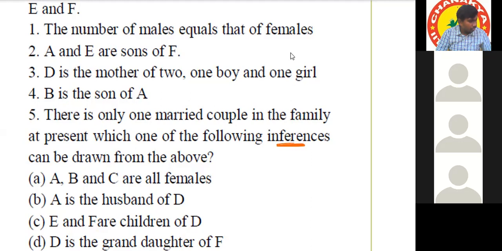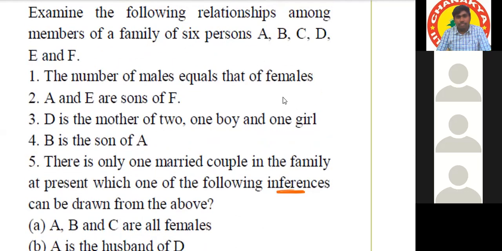So sir, can you show the starting of the question? Nothing is there. There are 6 persons A to F. A, B, C, D, E, F. Yes, okay.